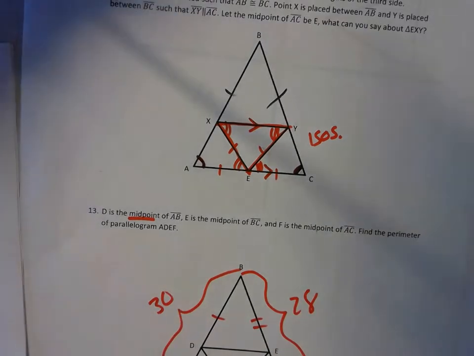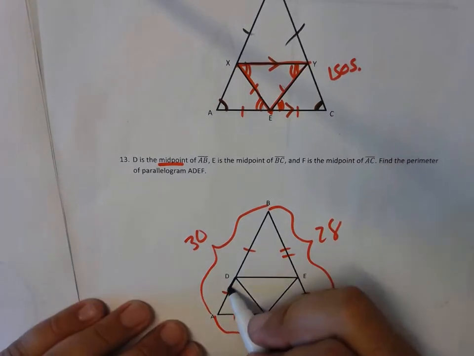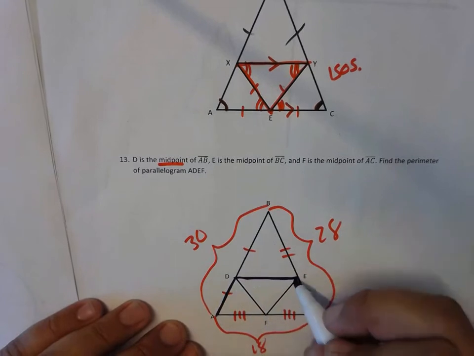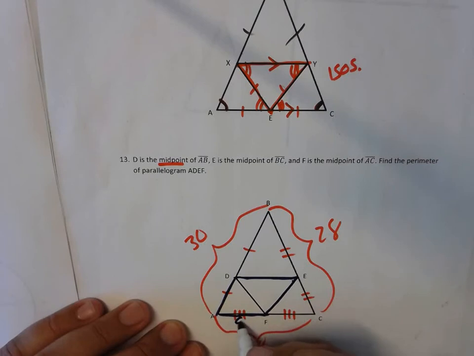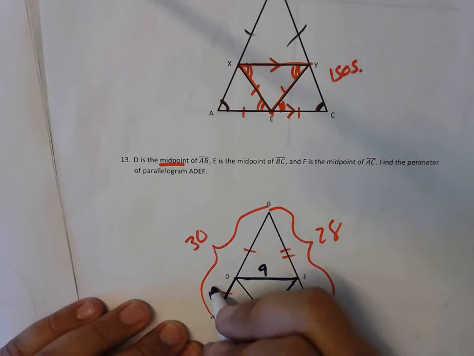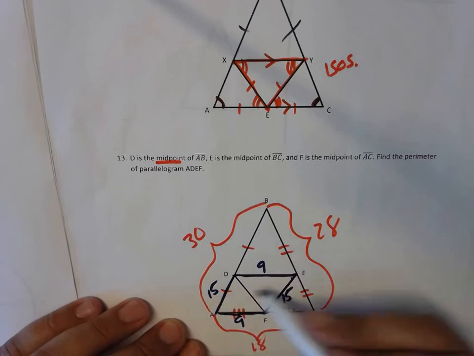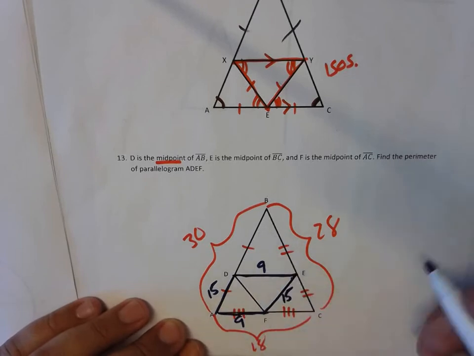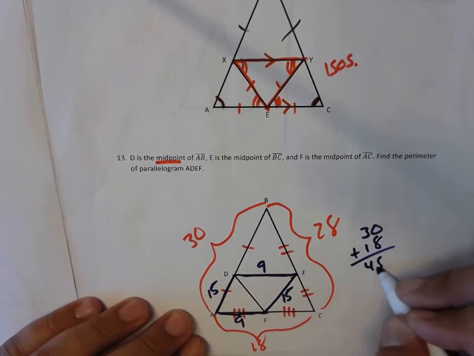Alright, let's find the perimeter of ADEF. Well, this is half, so it's 9. This is also half of the base, so it's 9. This is half of its side, so 15. This is half of the base, so 15. 15 and 15 is 30. 9 and 9 is 18, so 30 plus 18, 48. Done.